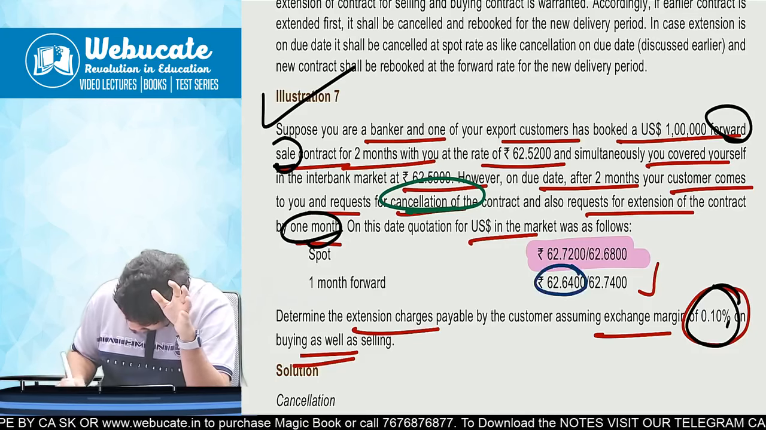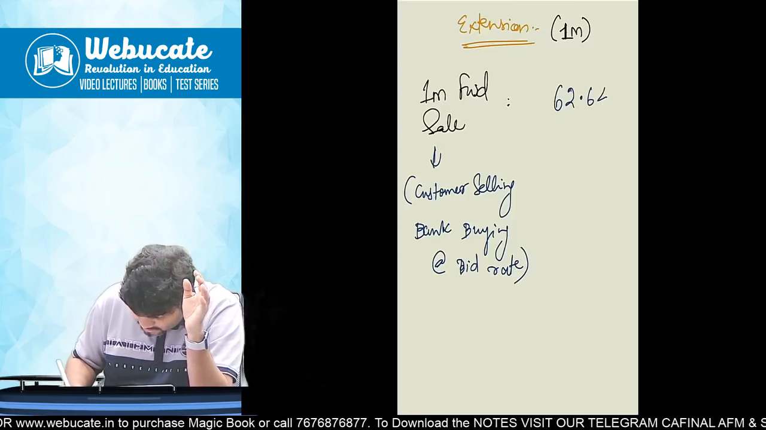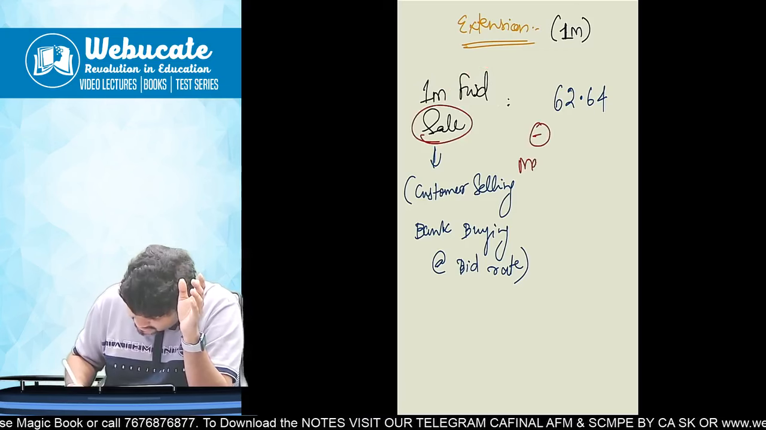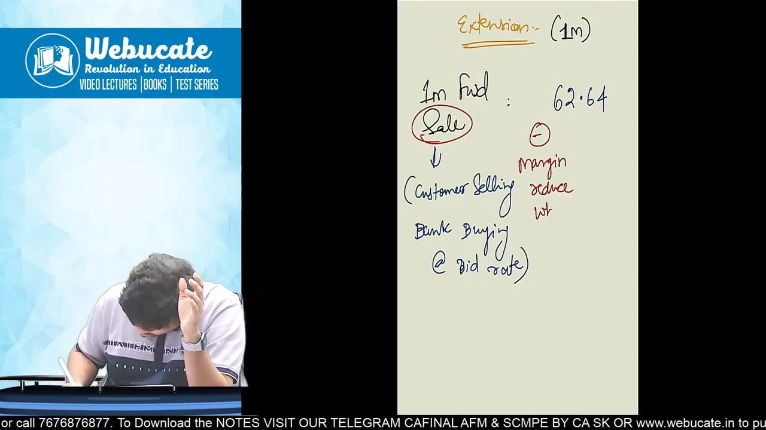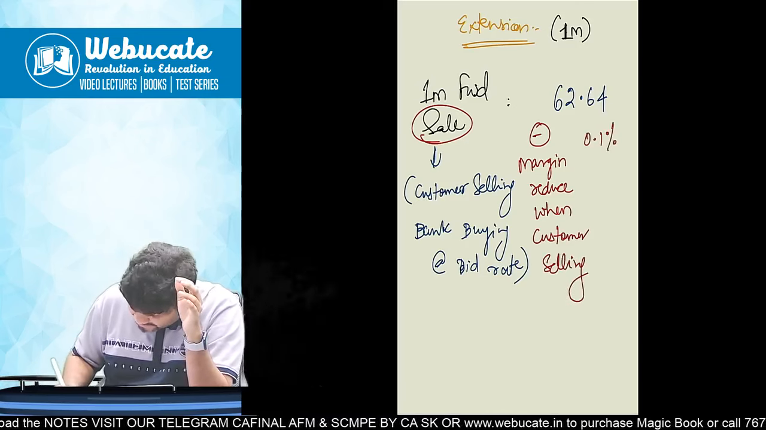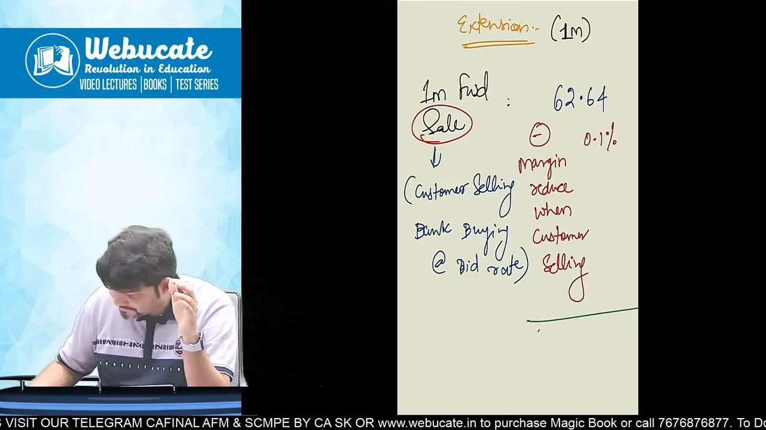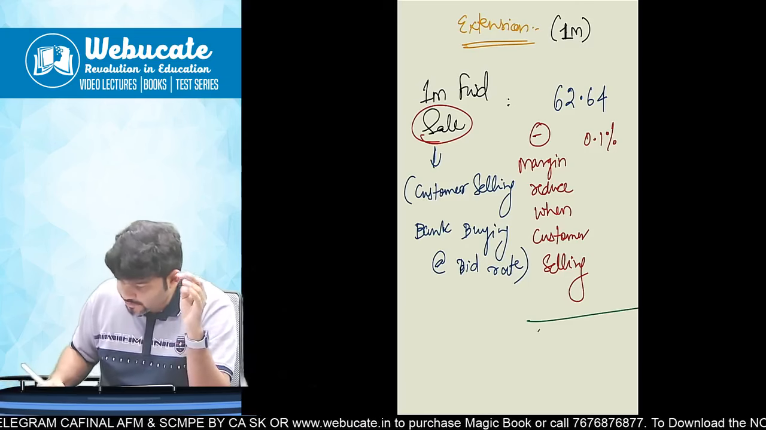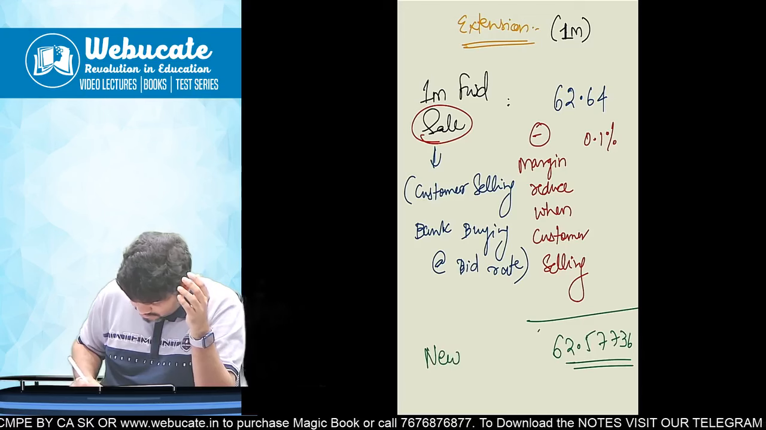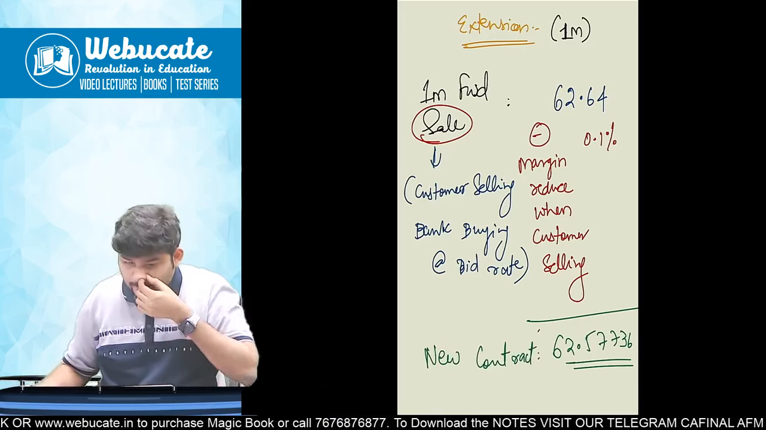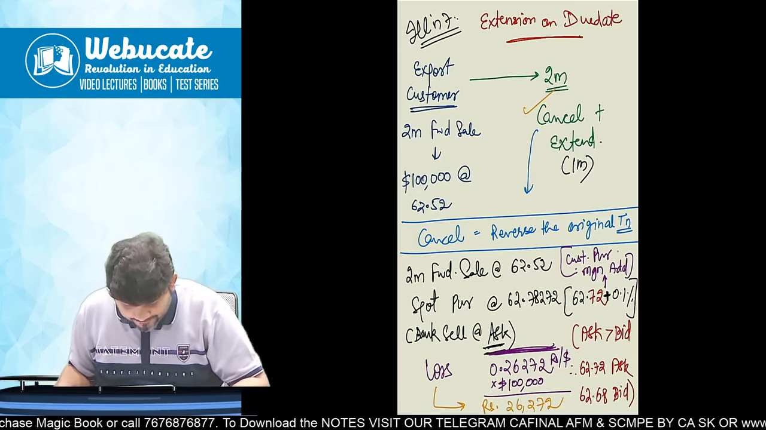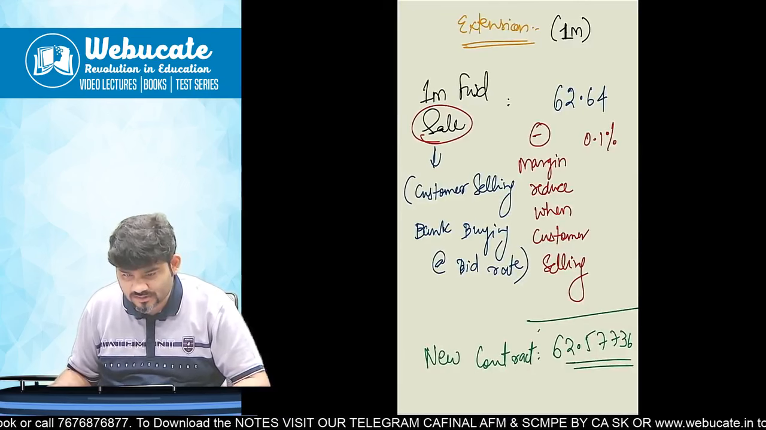What is the bid rate? 62.64. Whenever customer is selling, margin reduce. Margin reduce when customer selling, 0.1%. So this will become how much? 62.57736. 62.57. This is a new contract. Got it? Done. Sure, clear?